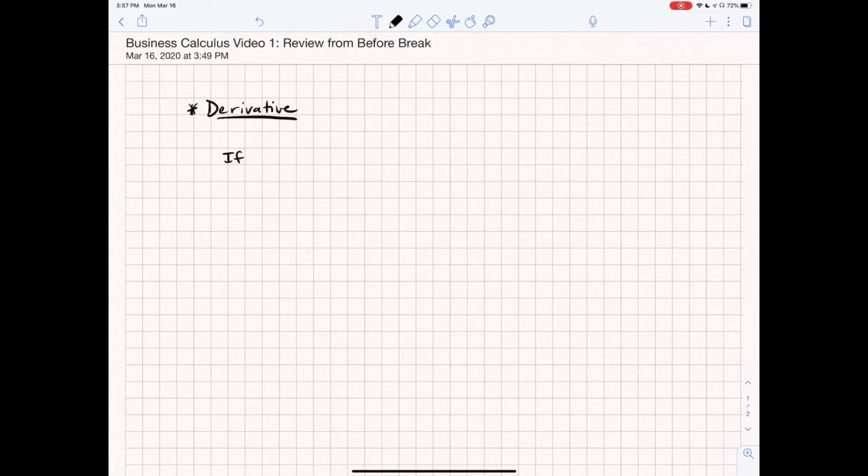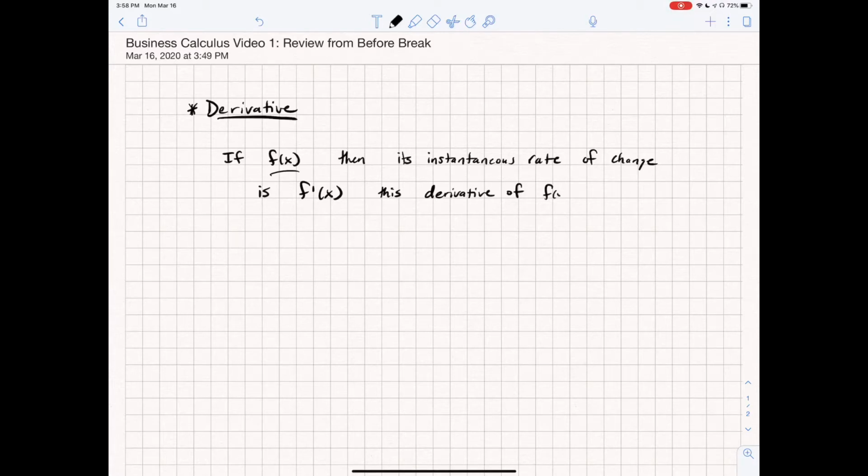If we have a function f of x, so f of x can be any kind of function we really want to look at or focus on, then its instantaneous rate of change is f prime of x. This is the derivative. Spelled derivative wrong. Derivative of f of x.